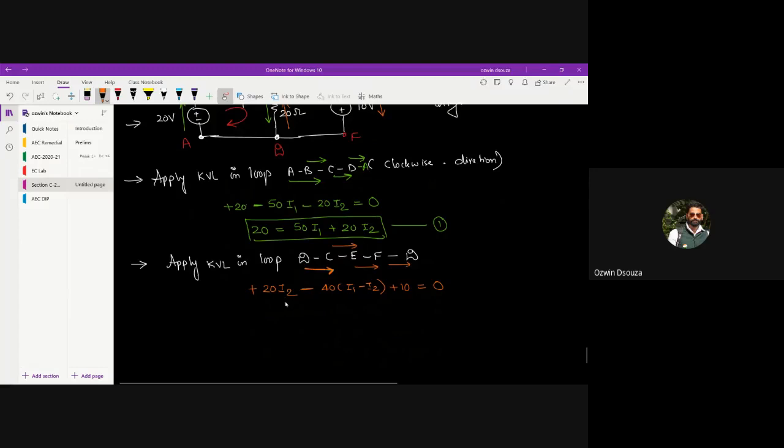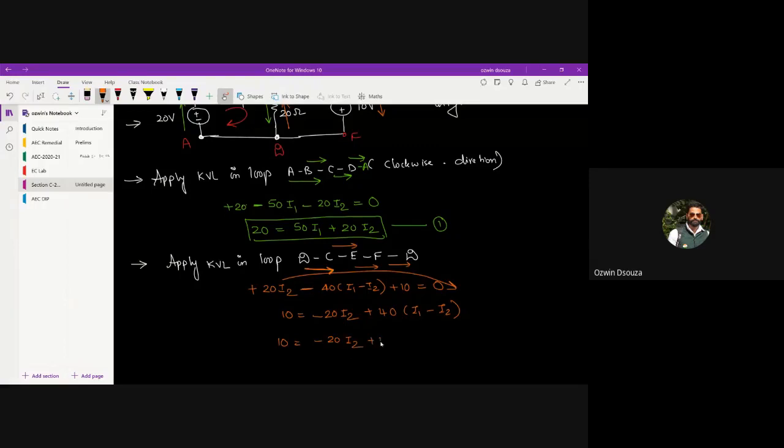So now let us rearrange the equation. Keep EMFs on one side and potential drops on the other side. So let me keep EMF on the left hand side and push all my potential drops onto the right hand side. So what do I get? When I bring this onto the right hand side, I get minus 20 I2. Then this becomes plus 40 into (I1 minus I2). So it's a hybrid term, right? It has I1 as well as I2. So I will separate out the terms. So that is 10 is equal to minus 20 I2 plus 40 I1 minus 40 I2.